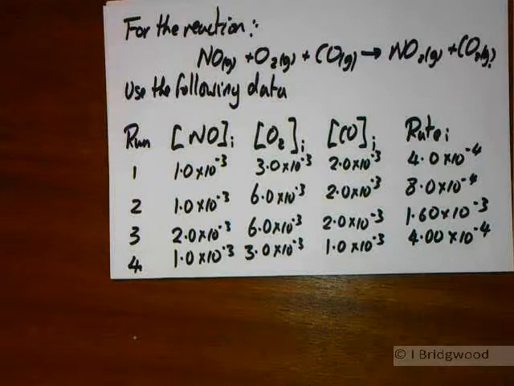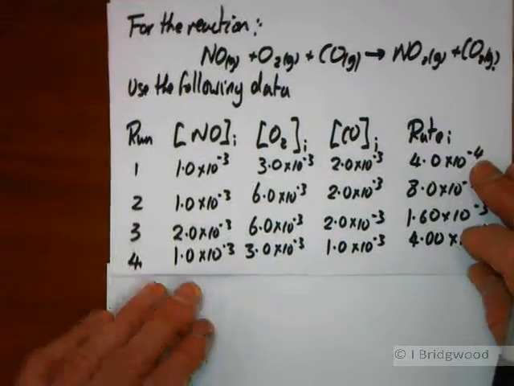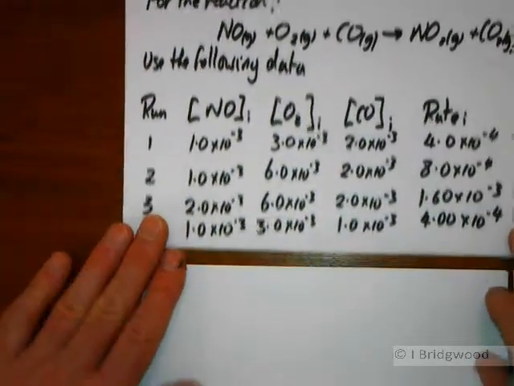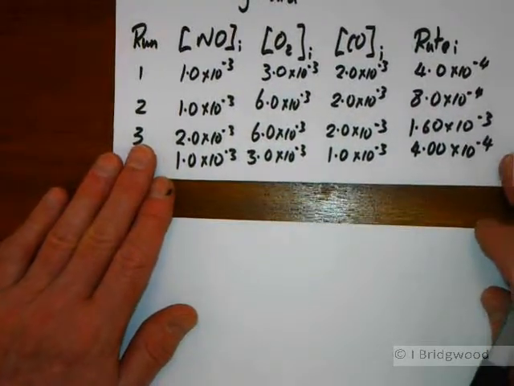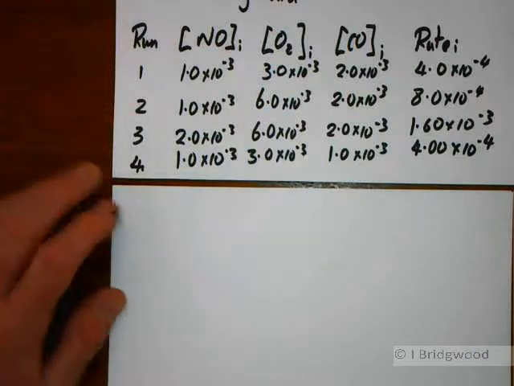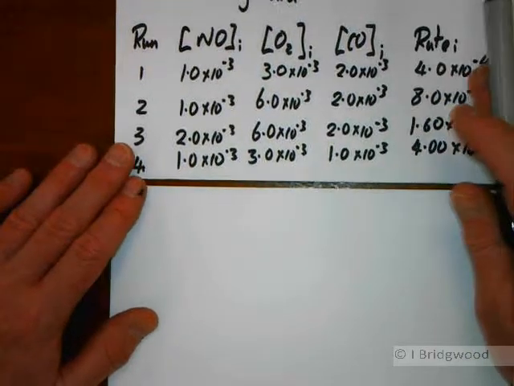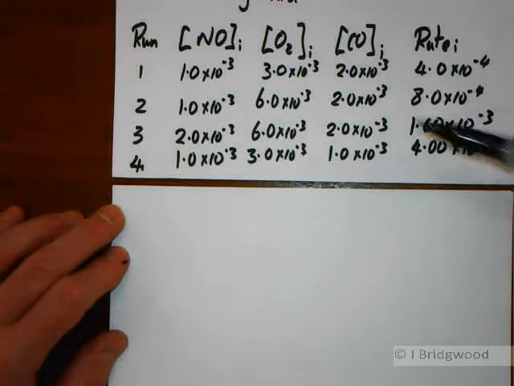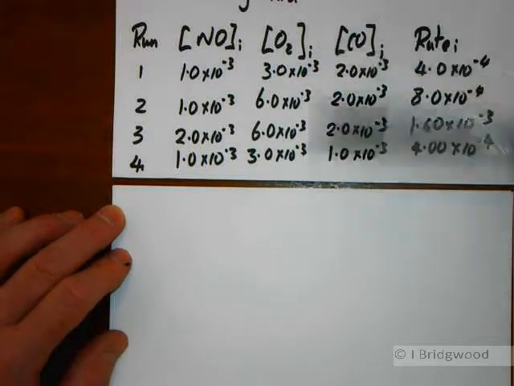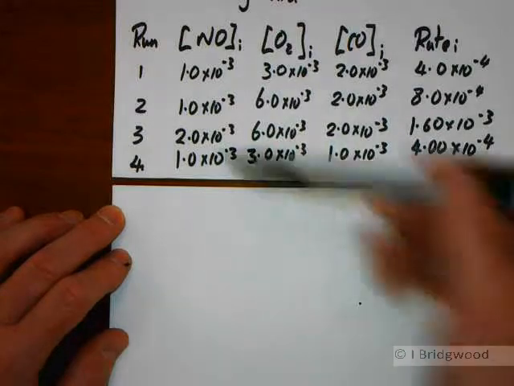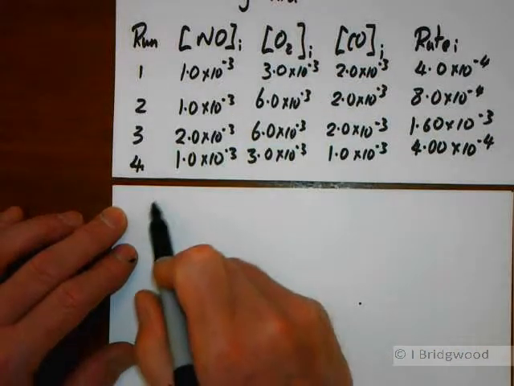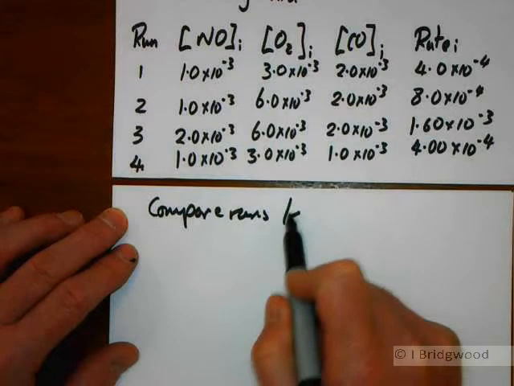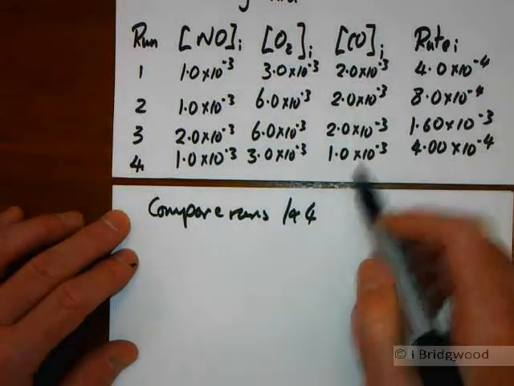Finally, let's take carbon monoxide. Now with carbon monoxide, you can see, let's just move that up a little bit. That's it. Let's just compare two runs where we're changing the concentration of carbon monoxide and keeping the concentration of oxygen and nitrogen monoxide constant. You can see runs 1 and 4 are the ones to look at.